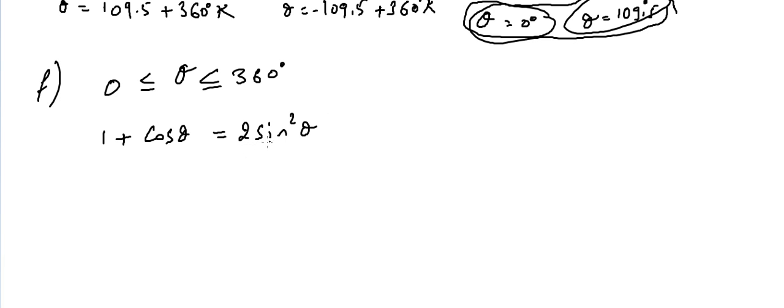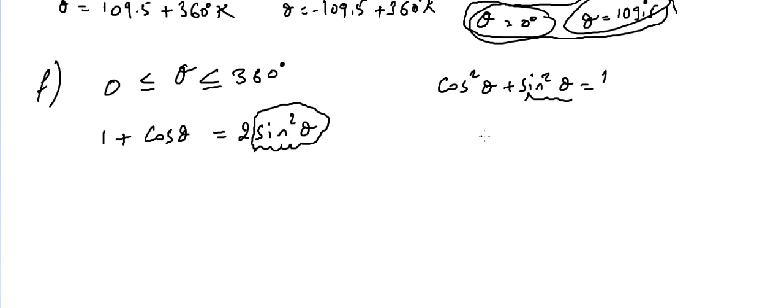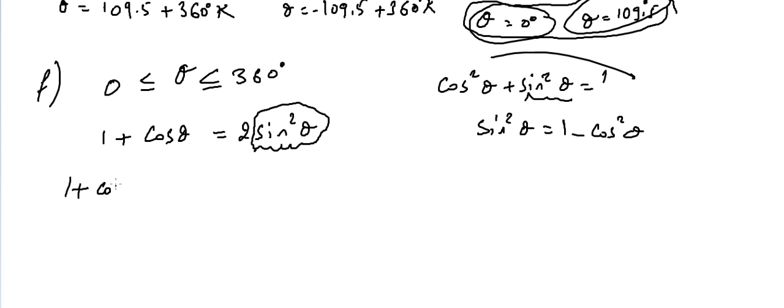So now what do we have? We have a problem because it's cosine and sine. We can compare sine with sine, cosine with cosine, tangent with tangent. So I have to change the sine square into cosine. We know that cosine square theta plus sine square theta is equal to 1. This means sine square theta will be equal to 1 minus cosine square theta. So here 1 plus cosine theta is equal to 2 into 1 minus cosine square theta.